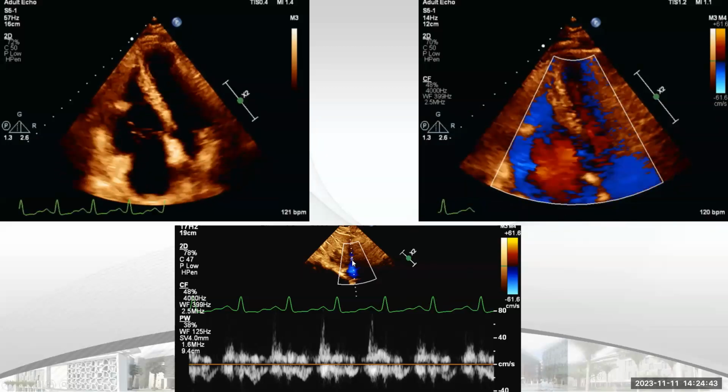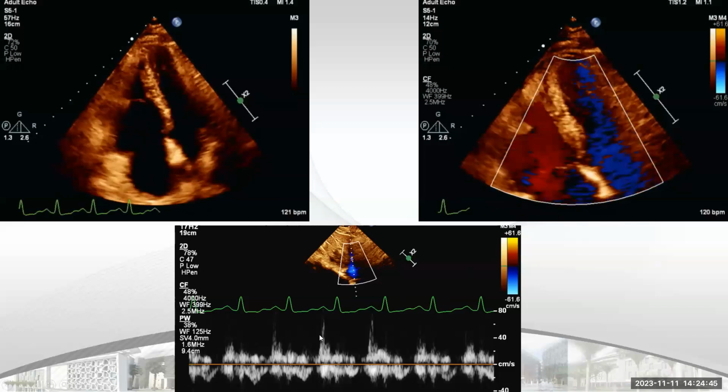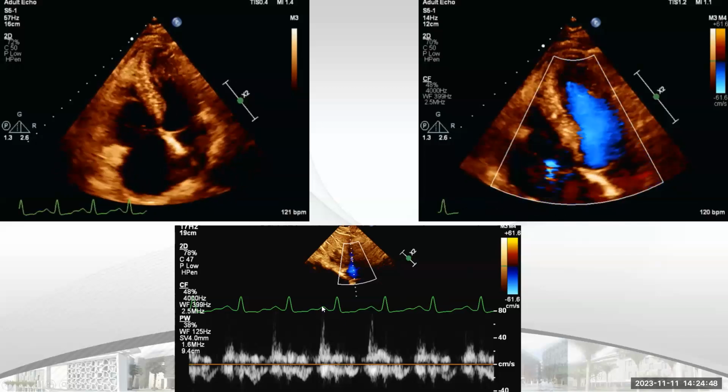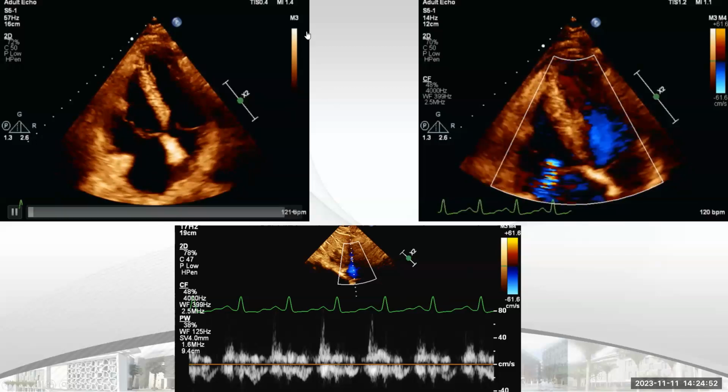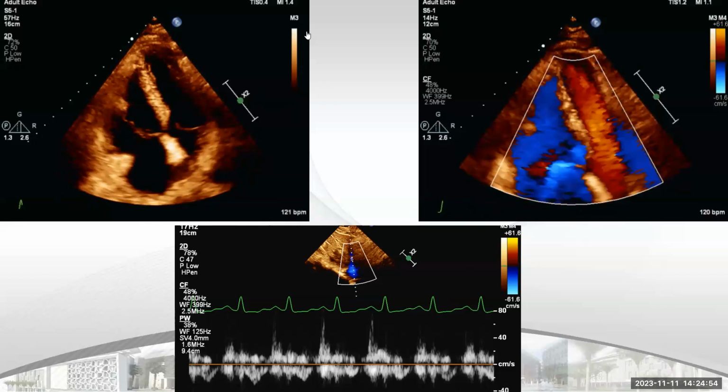What else? This is the hepatic vein. You can see there is diastolic reversal. Time with ECG is diastole. So diastolic reversal means I'm talking about significant pulmonary hypertension. Okay, so this is massive pulmonary embolism.